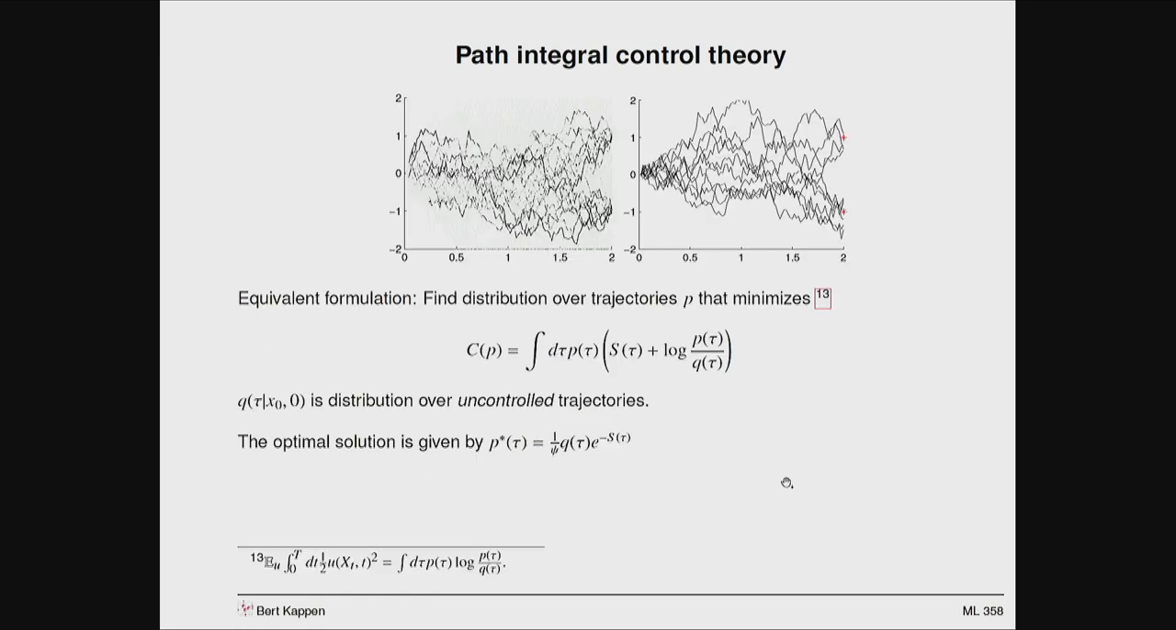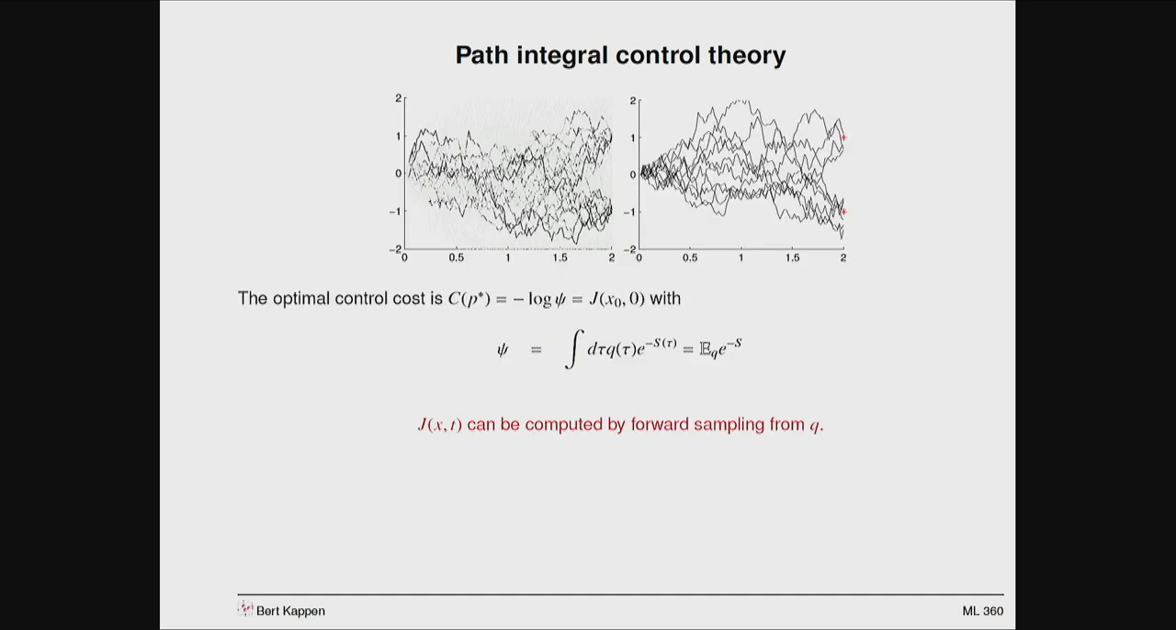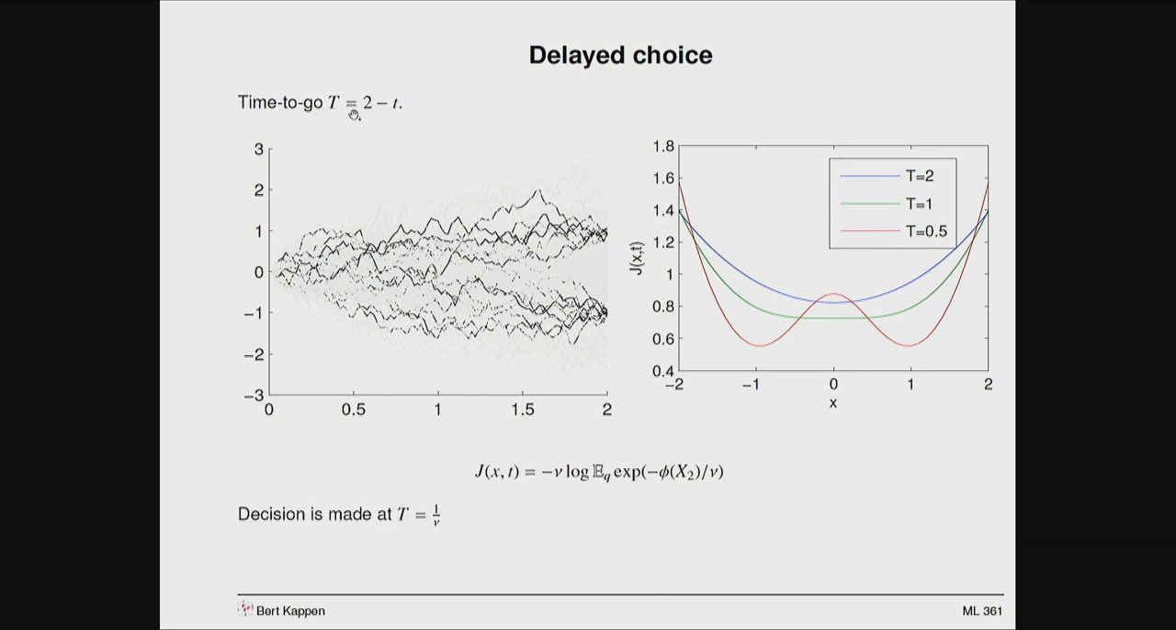So in fact, in this problem, the optimal time is one over the noise. The time to go is 2 minus t in this case, and the decision is made at a time to go which is 1 over the noise. So if the noise goes to infinity, the time to go, this capital T, goes to zero. Actually, you will make the decision at the end. And if the noise goes to zero, the time to go becomes infinite. So it's infinite in the past.